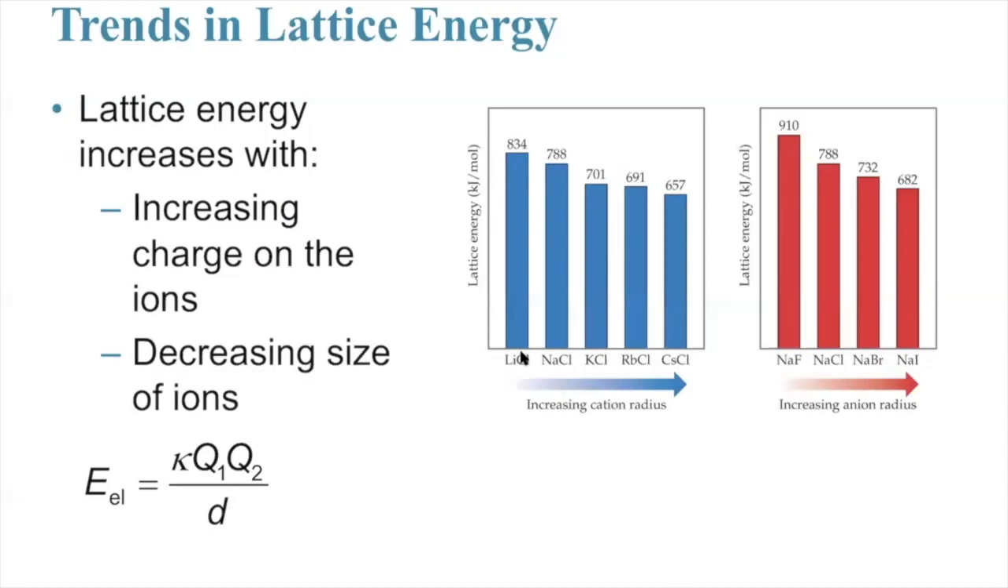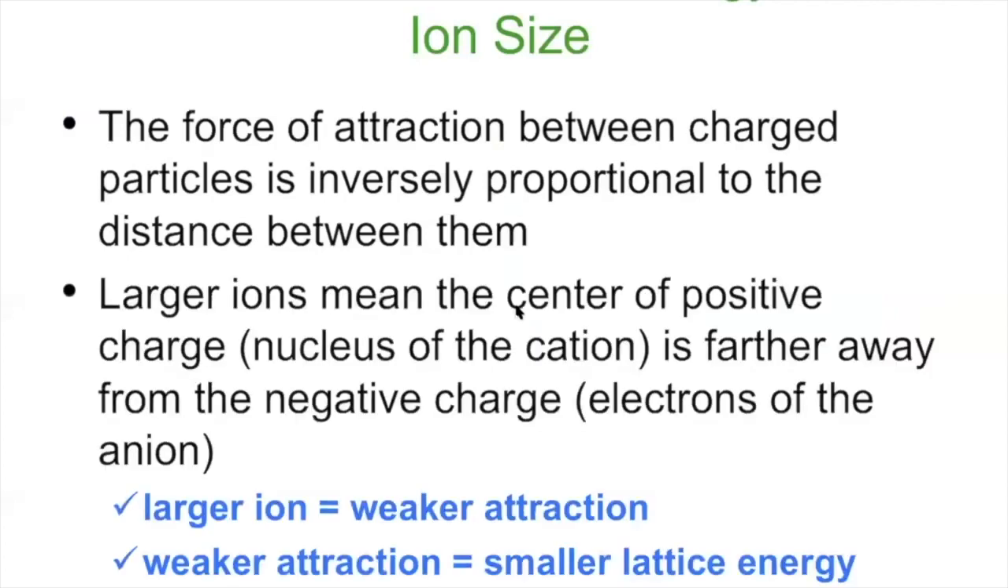Notice that here lithium is +1 and the other is +2. Notice what happens with increasing the cation radius. Notice what happened to the lattice energy. Increasing the anion radius, notice what happens to the lattice energy. The lattice energy decreases. Now, don't worry about this equation. We're not going to be using that equation to do calculations, but there are some trends. So let's go over the trends that you need to know.